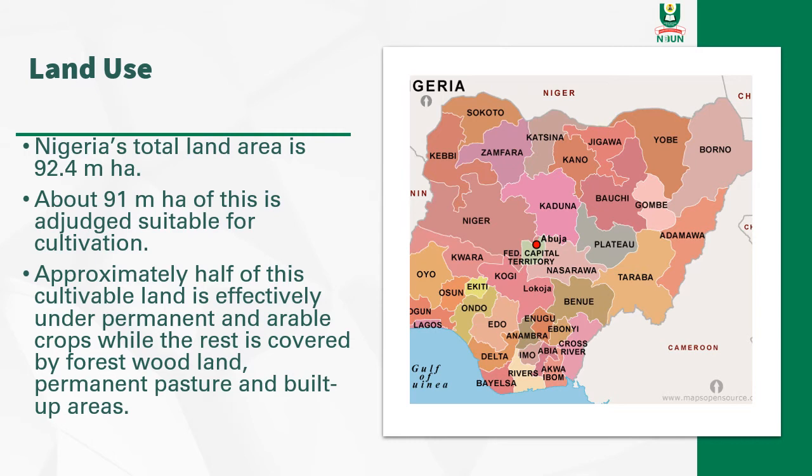That is why when you travel from one state to another, especially in the south and in the western part of the country, you come across thick forests. So those lands are either cultivated with arable crops or they are covered with forest woodland.